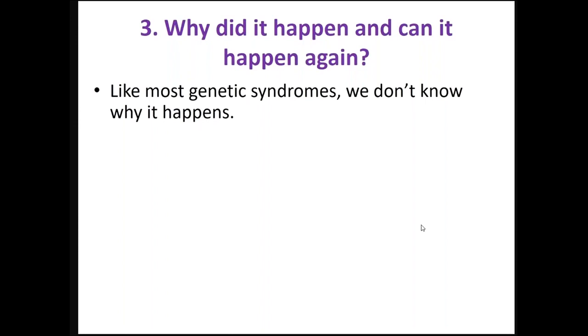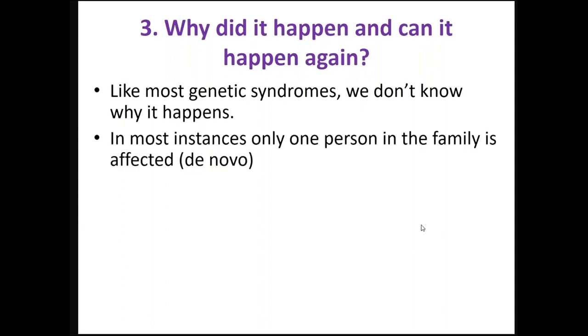Now, in general, in genetics, we know that there might be an effect on the chances of having new mutations in the sperm, mostly when the sperm ages. But that I couldn't tell you if that's the case here or not. So, in most instances, there's only one person in the family affected, and that's what we call de novo.